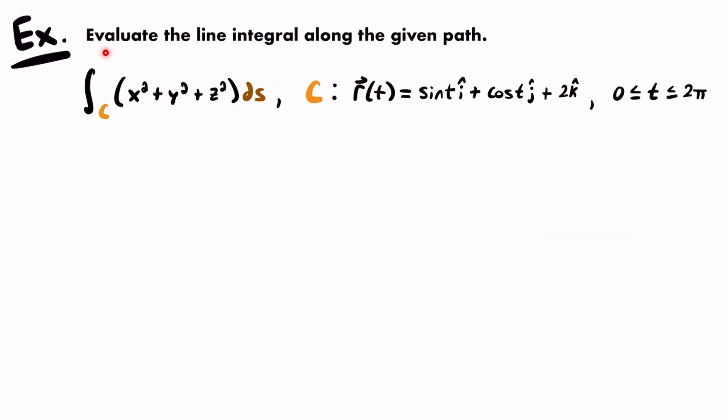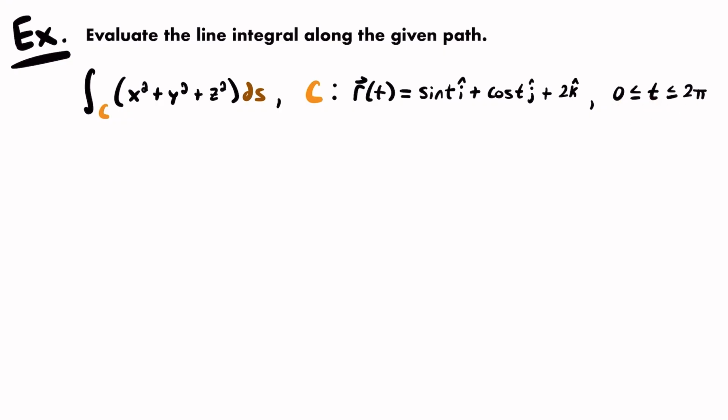Next up, we once again want to evaluate the line integral along the given path. This time we're given the integral over C of x squared plus y squared plus z squared, all multiplied by ds, where the curve C is defined by this vector function. Vector r of t is equal to sine t i plus cosine t j plus 2k, where t is on the interval from 0 to 2 pi.